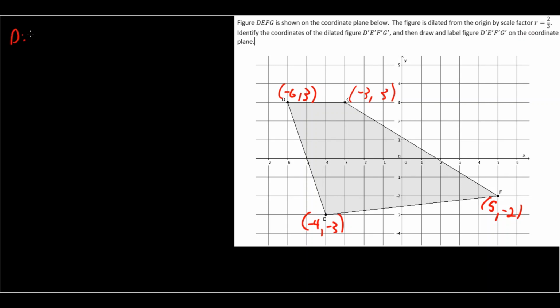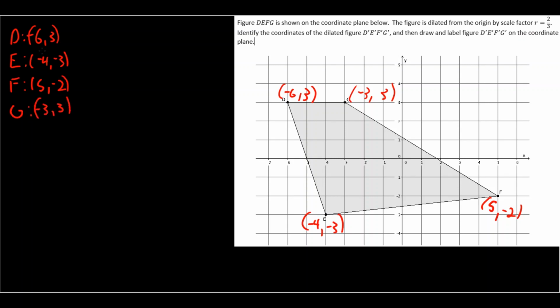D is at -6, 3. E is at -4, -3. F is at 5, -2. And G is at -3, 3.